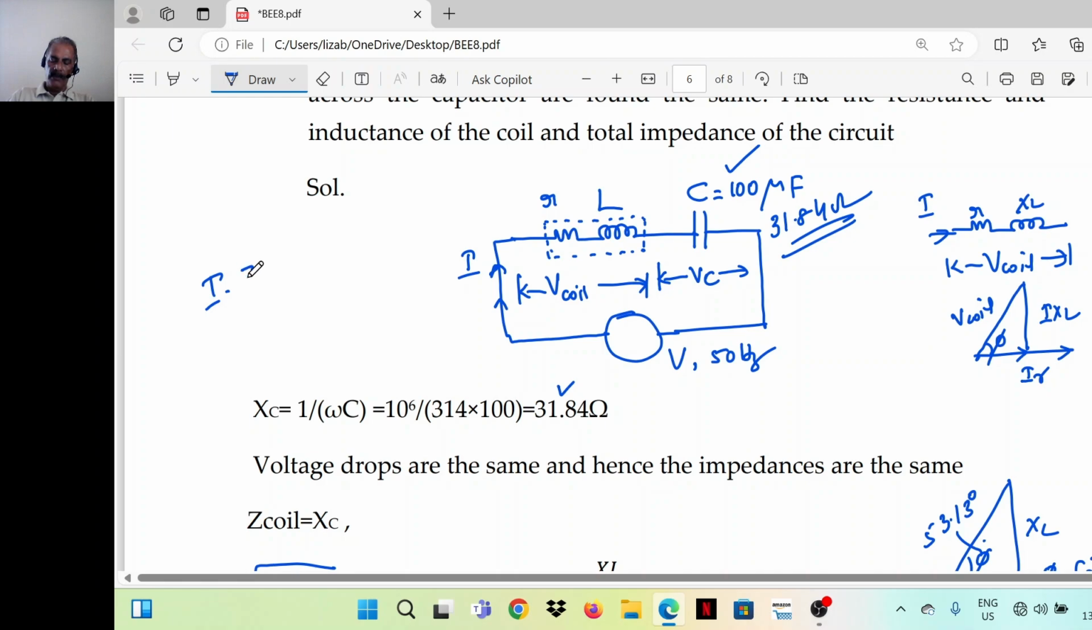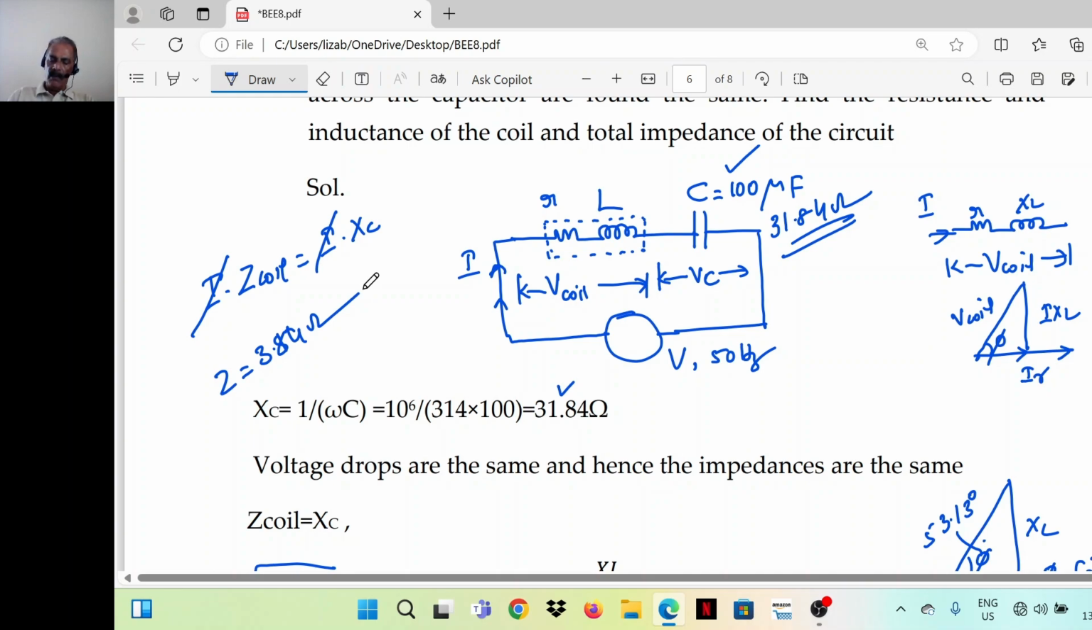So I into the impedance of the coil is equal to I into the capacitive reactance. What is the voltage across the choke coil? That is I into the impedance of the coil. What is the voltage across the capacitor? I into the capacitive reactance. So the impedance of the coil is the same as the capacitive reactance. The capacitive reactance we have found out, that is 31.84 ohm. So the impedance of the coil is equal to 31.84 ohm.